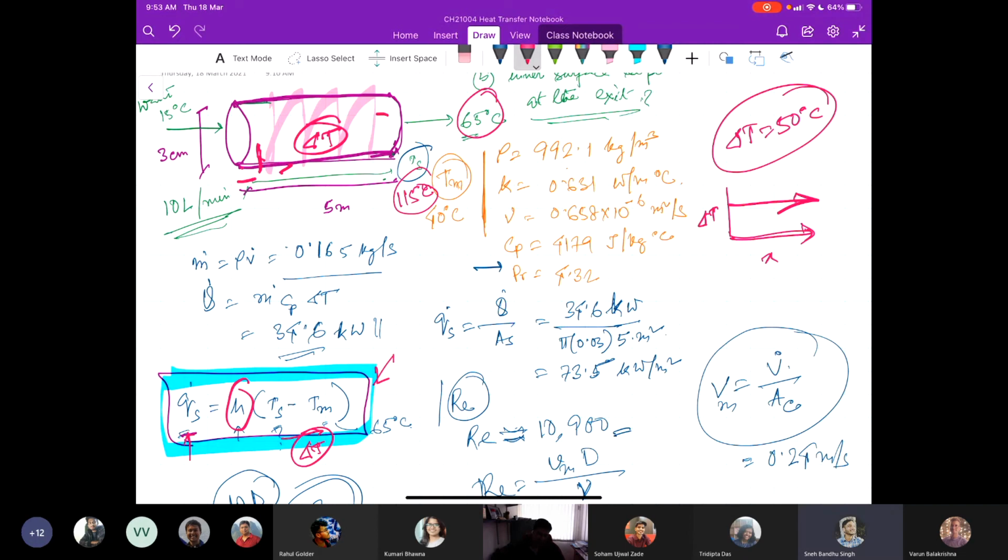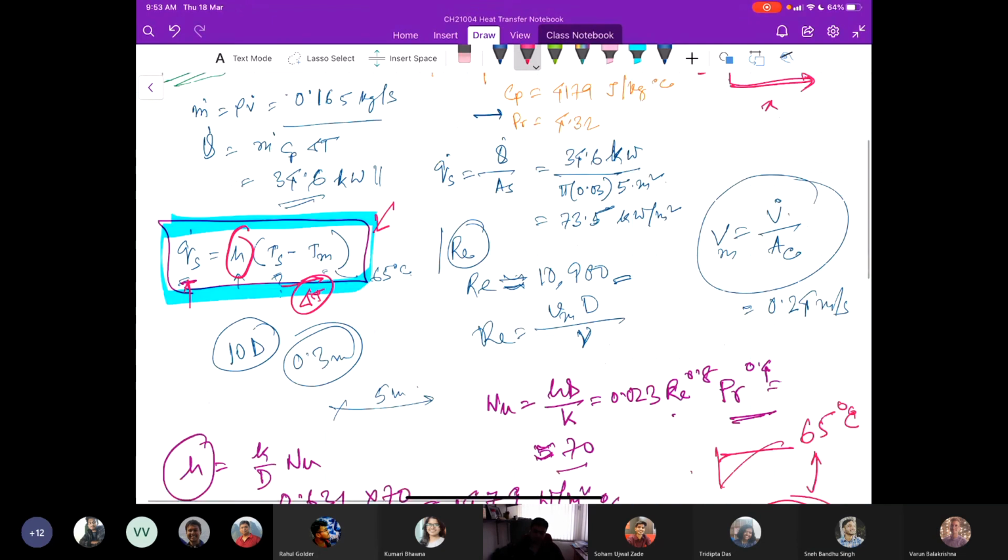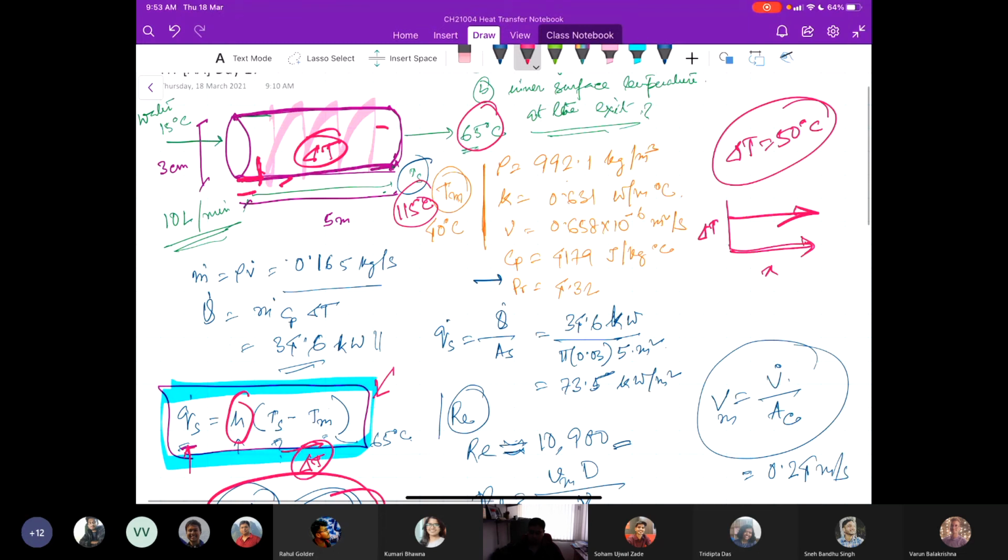But at the entrance, till the 0.3 meter that you calculated or estimated, this part is required for the flow to become fully developed. In case of turbulent flow, that is the length we typically give. So if I ask you what would be the temperature profile from 0.5 meter to 5 meters, you can safely draw a horizontal straight line where del T is constant and the del T value is 50 degrees centigrade.